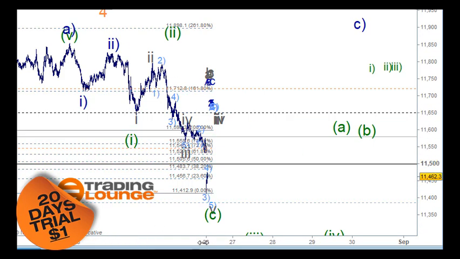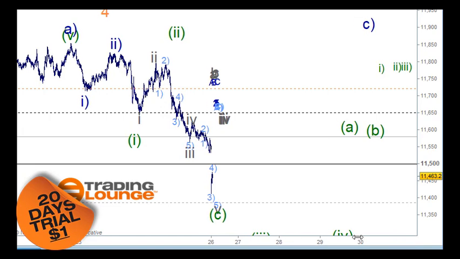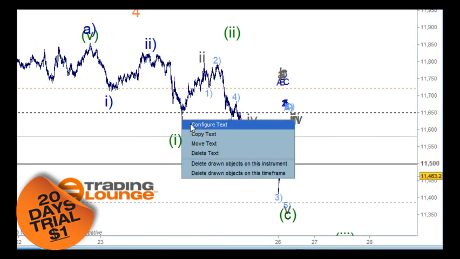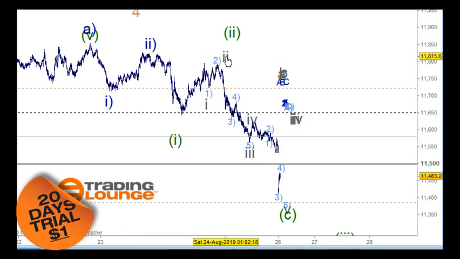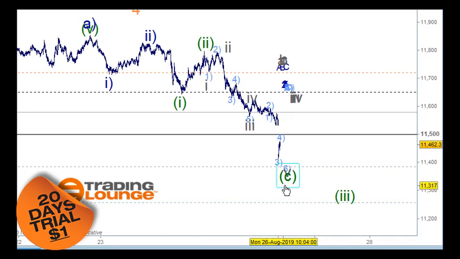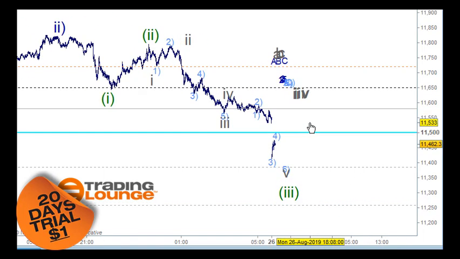I'll have to move all of these up 1 degree as well. I'll just leave it for the time being, but you get the idea here that these are a series of 1s and 2s, 1s and 2s, and yes, we're in the third wave at the moment, but we still have further to go down.